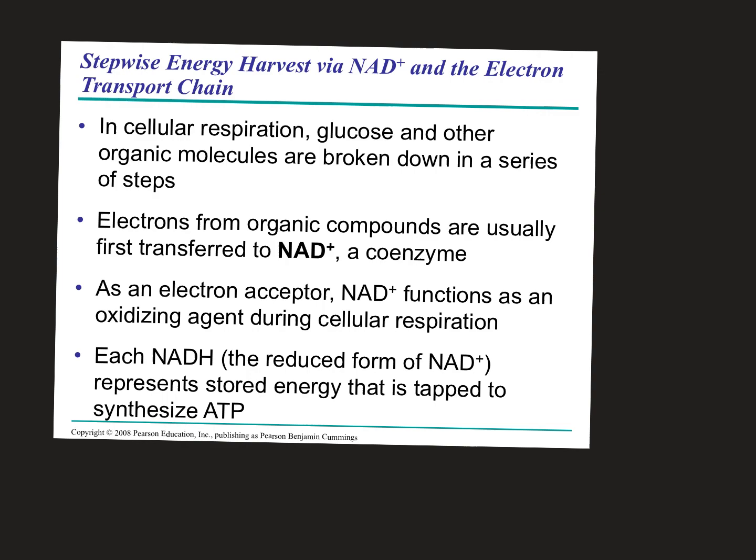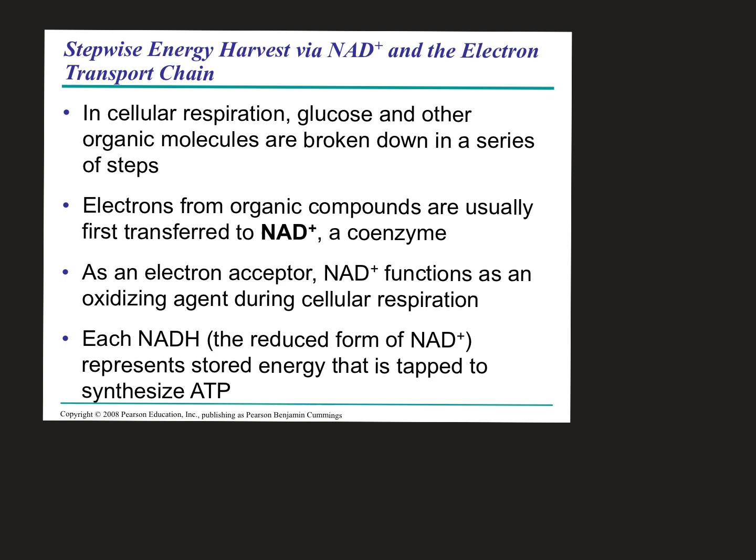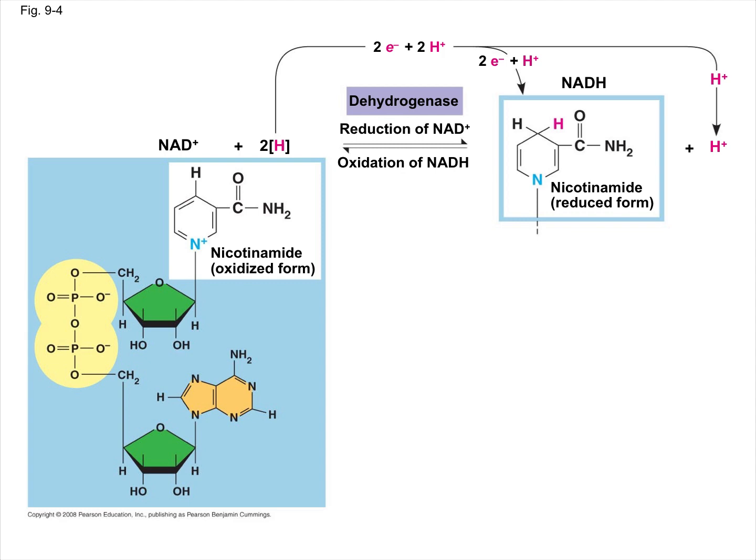Okay. Here you have cellular respiration. Glucose and other organic molecules are broken down in a series of steps. Electrons from organic compounds are usually first transferred to NAD+, right? Because NAD+ is a carrier of electrons. And remember, electrons are the whole purpose here, so that we can make ATP in the electron transport chain. So NAD+ is the acceptor, and NADH is the carrier, and we're going to use that energy to make a concentration gradient and then make ATP, just like we did in photosynthesis, just in a different place, a different organelle.